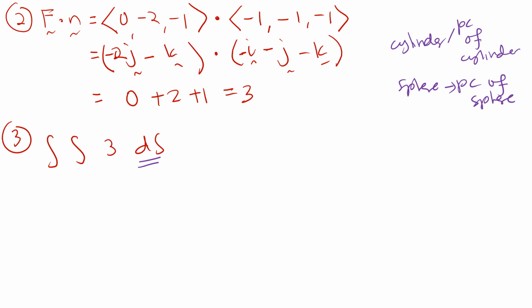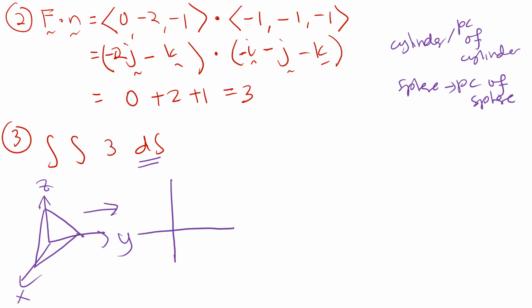So what we have to do now is just convert the triangle. Now we have a triangle in z, y and x, a triangle in three dimensions. Convert this to two dimensions, where you just have the plane y and x.